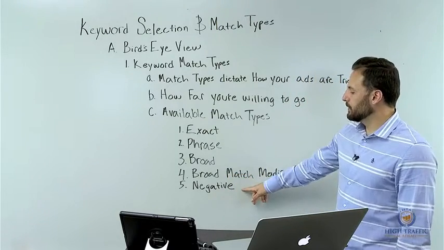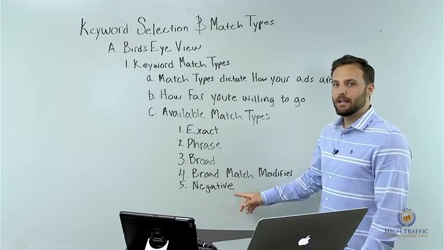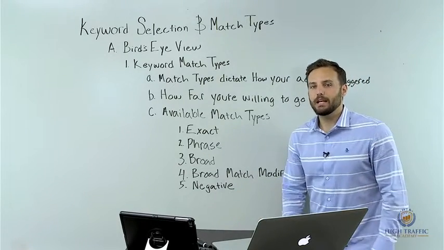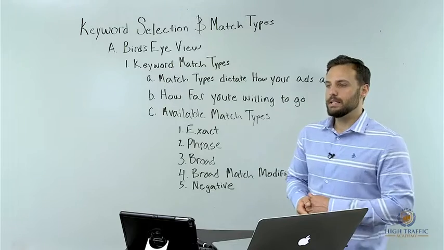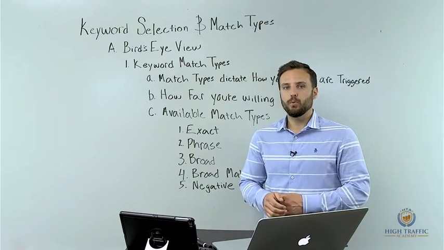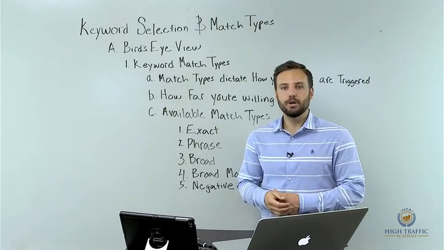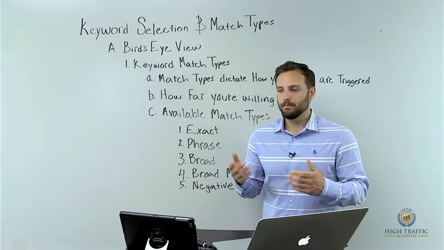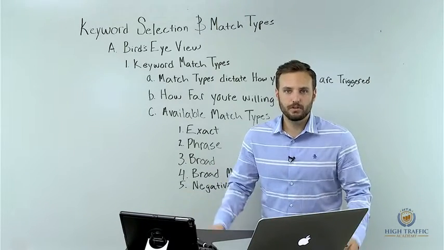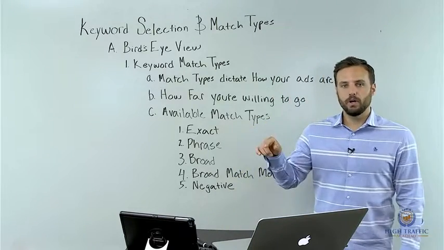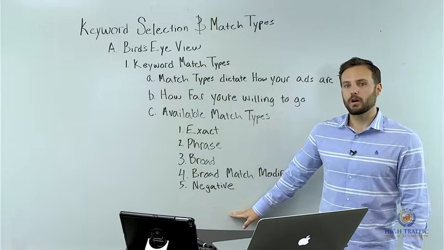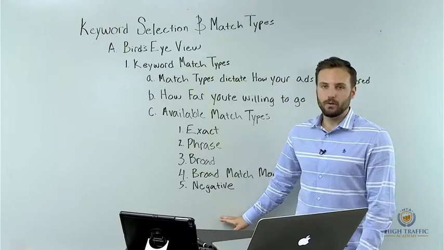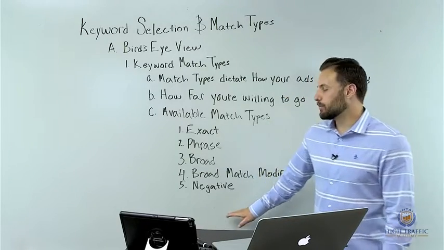The 5th type, which is important for you to understand, is negative keyword match types. Negative keyword match types dictate to Google that you want your ad to show for men's boots, and you do not want it to show for men's work boots. So you could put in there, as a negative keyword, work. If you don't offer any work boots, you obviously don't want your ads to be showing for work boots.